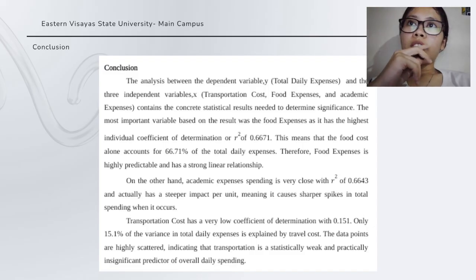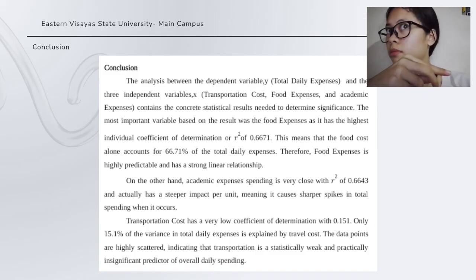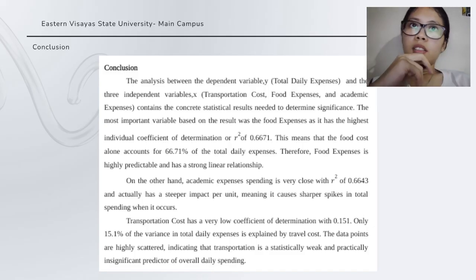The transportation cost, on the other hand, has a very low coefficient of determination with 0.151, or only 15.1% of the variance to total daily expenses. The data points are highly scattered, indicating that transportation is a statistically weak and statistically insignificant predictor of overall daily spending.